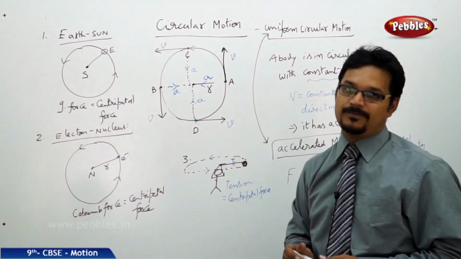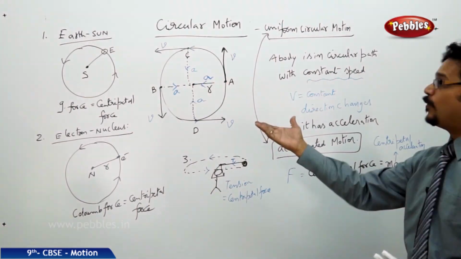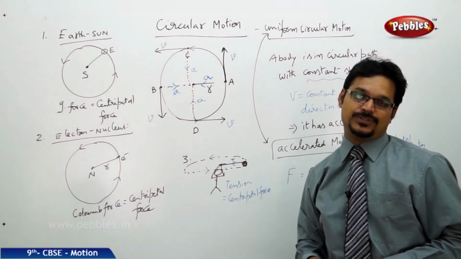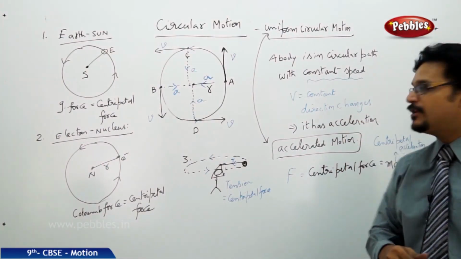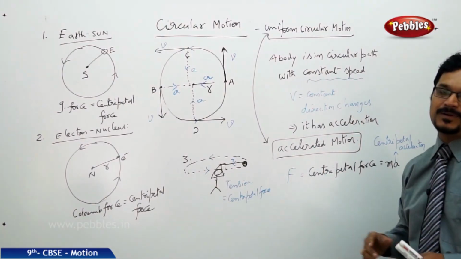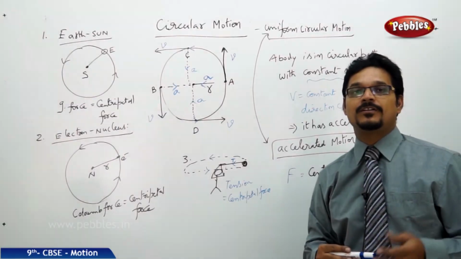Right? So what we have learned here is what circular motion is, why it is called uniform circular motion, and different examples of circular motions. And also I have mentioned the centripetal force, which keeps the body in the circular path. More about centripetal force you will learn in higher classes.